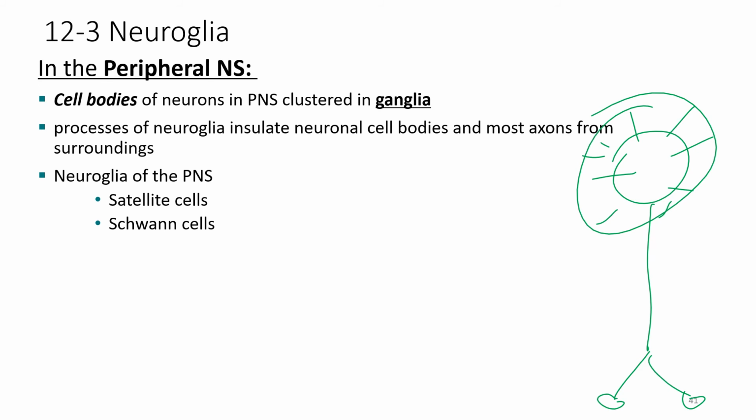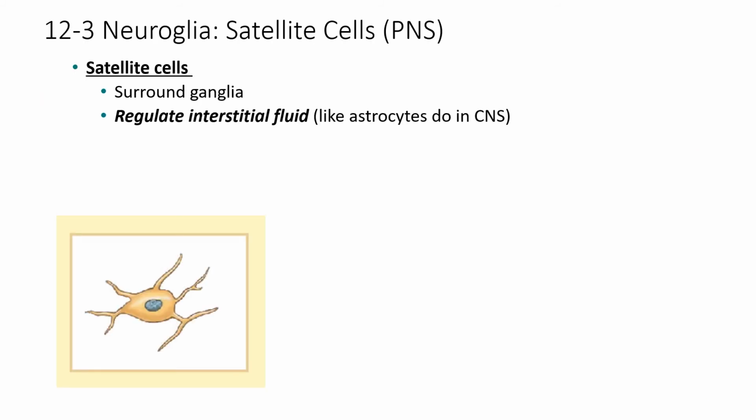The processes of our neuroglia are going to completely insulate the neuronal cell bodies and most of the axons from their surroundings in the peripheral nervous system. And those neuroglia are going to be called satellite cells and Schwann cells in the peripheral nervous system. So satellite cells are going to surround those ganglia, and they help regulate that interstitial fluid around the neuron, similar to the astrocytes regulating the interstitial fluid in the central nervous system.